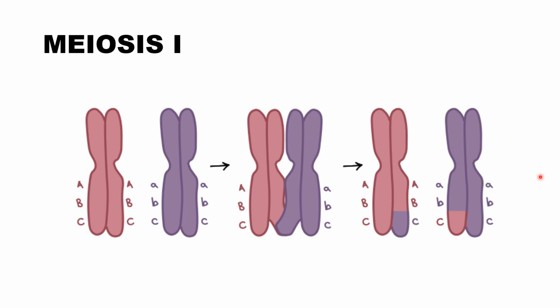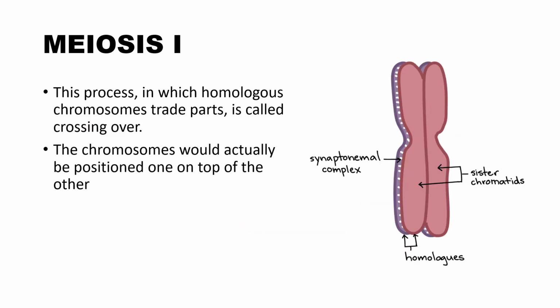So, yun yung mangyayari during meiosis 1. So, this process in which homologous chromosomes trade parts is called crossing over. So, yun yung process na tinatawag yung pag-trade nila ng parts nila with each other. It is called crossing over.